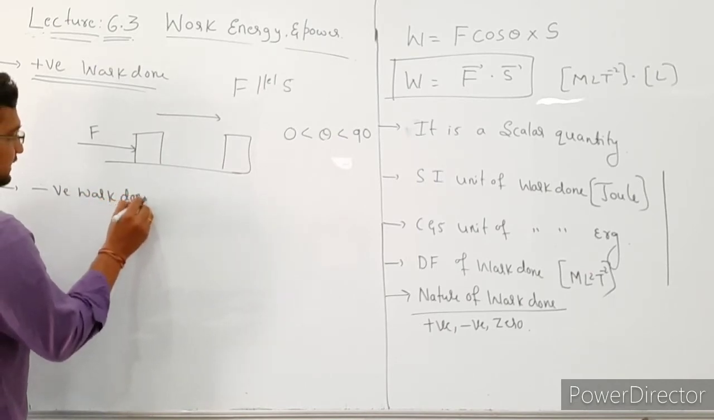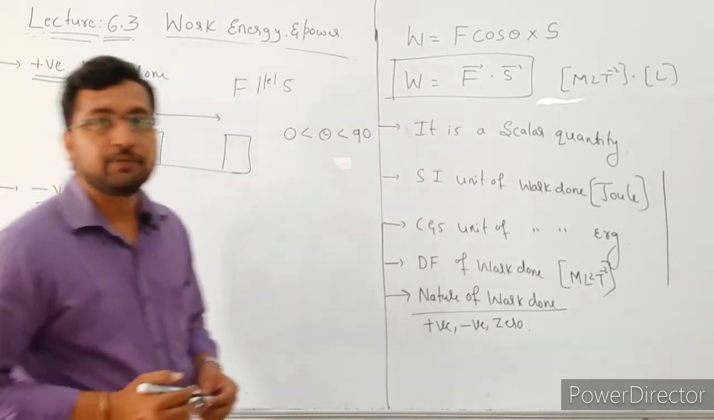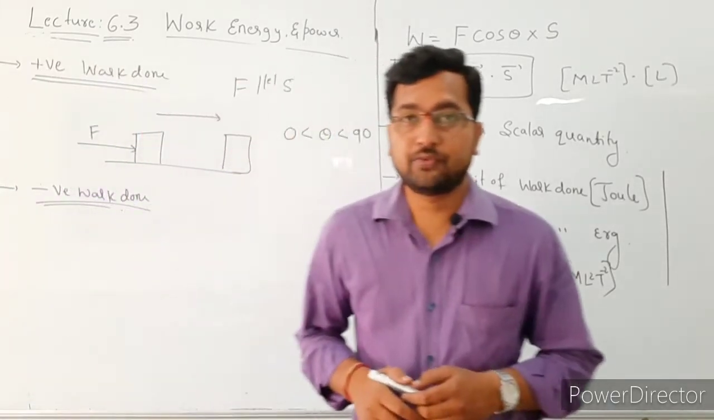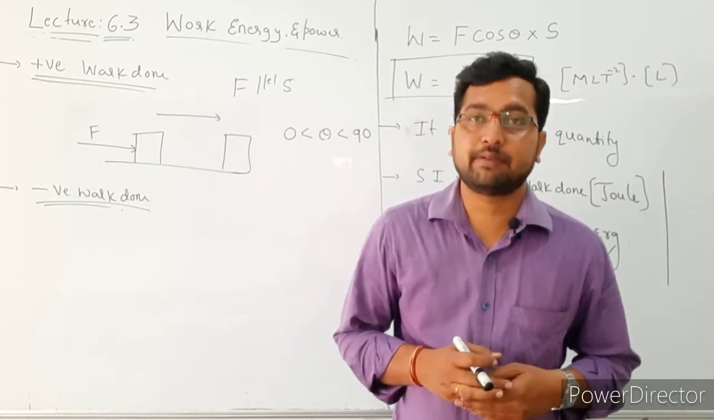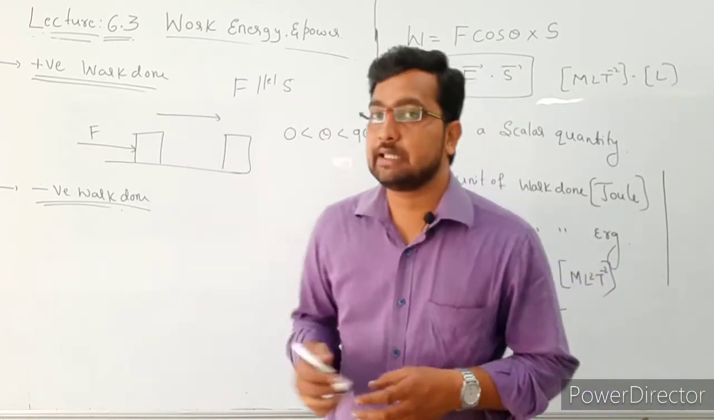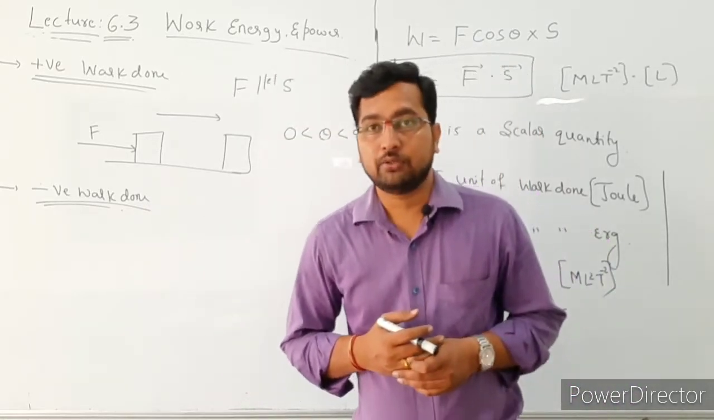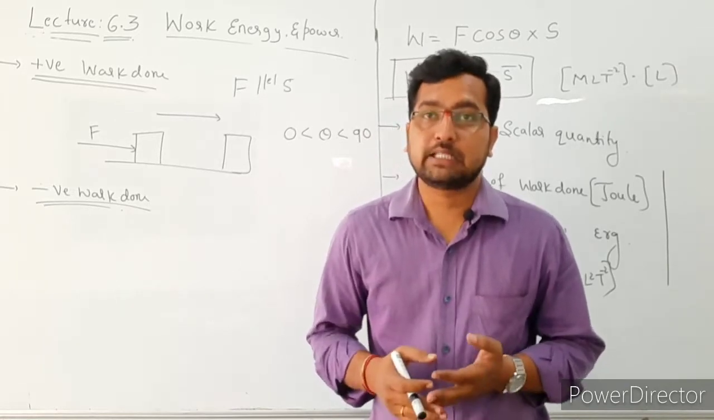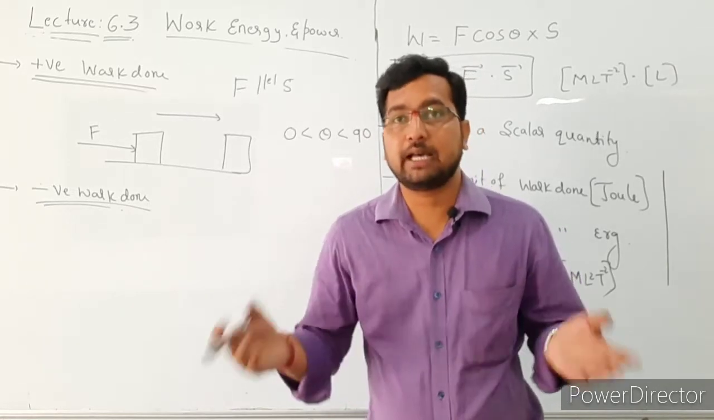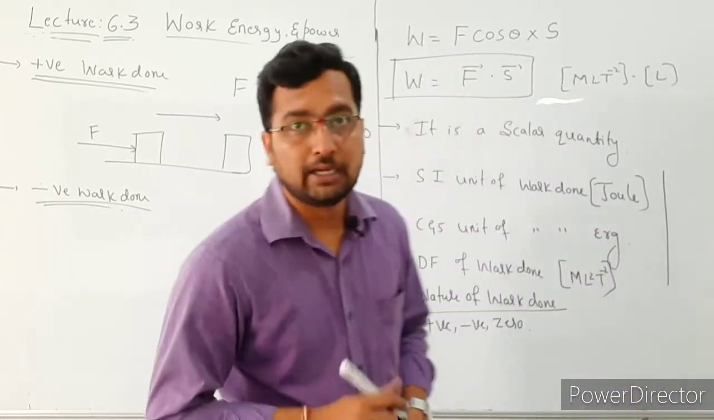When is the work done negative? Okay, see, in this case the force and displacement are opposite. If the force and displacement are opposite, then we say that the work done is negative. So when we apply the force on the body, and the displacement of the body is in the direction opposite to the applied force, then we say that the work done is negative.